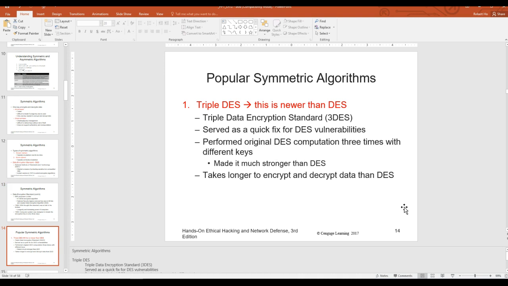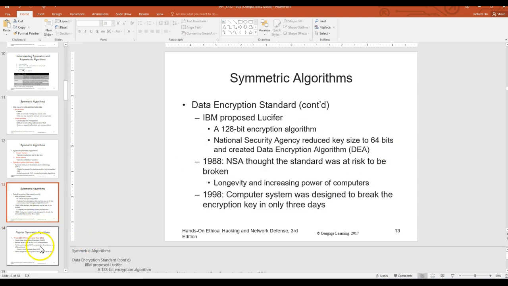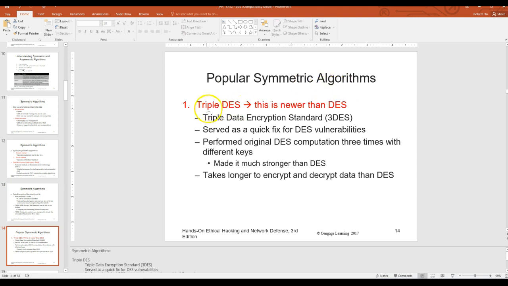The one that replaced that algorithm is called triple DES, okay? Triple DES is newer than DES. It serves as a quick fix of DES vulnerabilities, performing the original DES 3 times with different keys, which is much stronger than DES. So using DES, there is only one key. With triple DES, as you can see, we have triple, so they apply the key 3 times. So you encrypt 1 time, and then you encrypt again the 2nd time, and then you do another one the 3rd time. So it is more secure, all right? So this is a popular symmetric algorithm, triple DES. This is a newer version of DES.